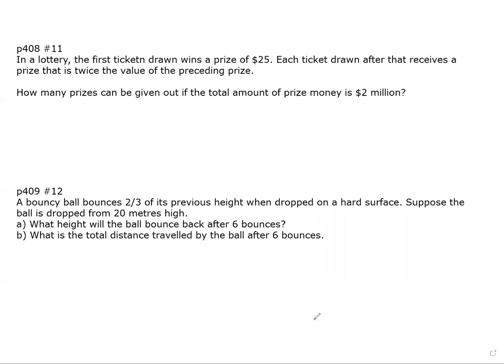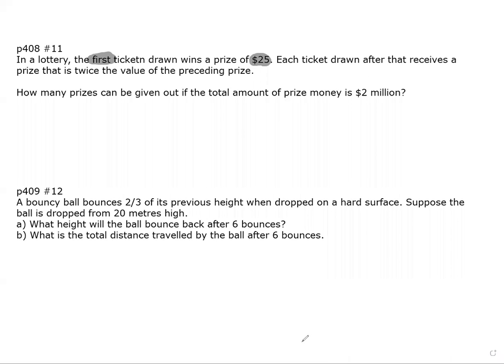So if we approach this without further ado: in a lottery, forgive the spelling error, the first ticket drawn wins a prize of $25. First ticket being the key word, so how about we highlight that? The first ticket is $25. Each ticket drawn afterwards receives a prize that is twice the value of the preceding prize. How many prizes can be given out if the total amount of prize money is 2 million?